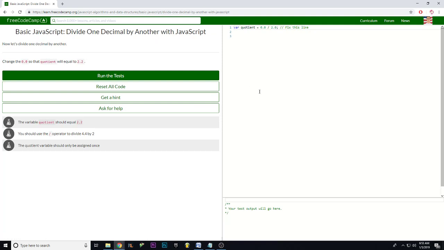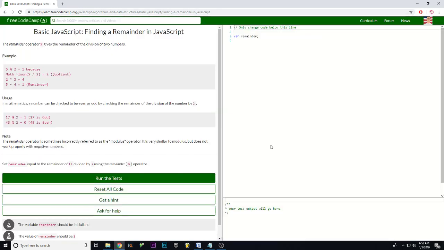Let's divide one decimal by another. Change the 0.0 so that quotient will equal 2.2. So 4.4 divided by 2 will equal 2.2. There we go.